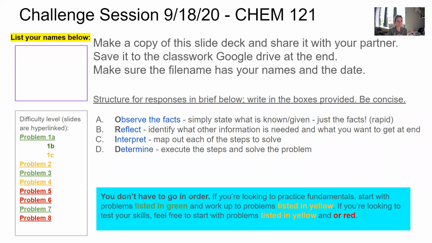What are we given? Then reflect, identify what other information you need to solve the problem and what you want to get at the end, and then interpret. Tell me the map of your steps to solve, whatever you're going to use for your strategy. What's the progression to how you're going to get to your answer? And then determine, execute the steps and solve the problem.